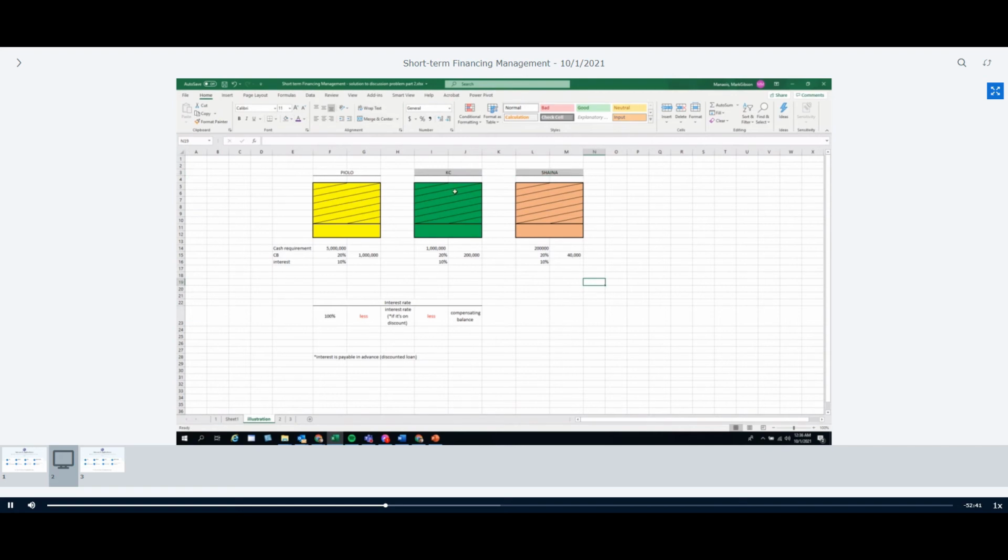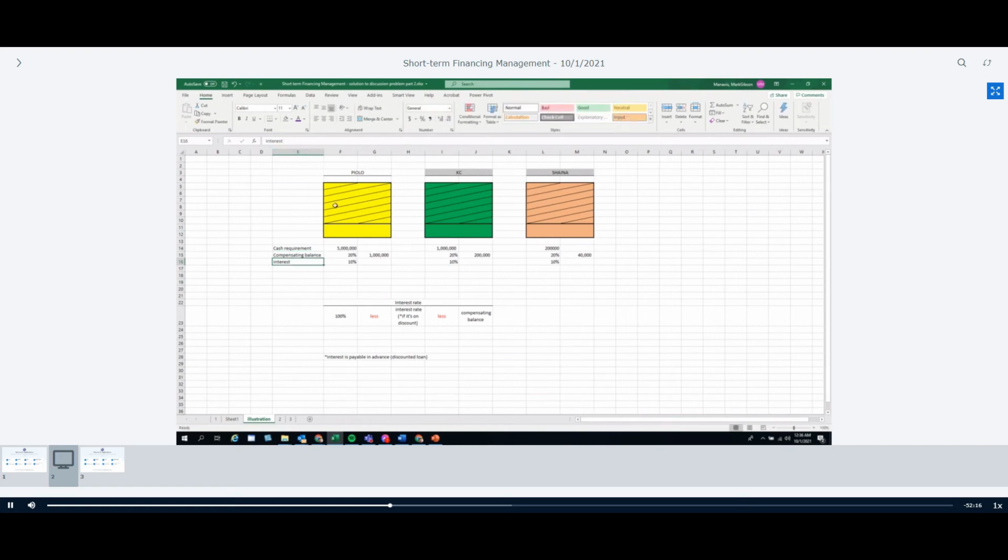Okay, so remember si Piolo requires 5 million. Ngayon, si BDO, sabi ni BDO, sige Piolo, we can lend you 5 million provided there's a compensating balance. Ito na yung compensating balance. Sabi natin, compensating balance, basically restricted balance. So you can't withdraw it unless you pay the full amount of loan. So 20%.